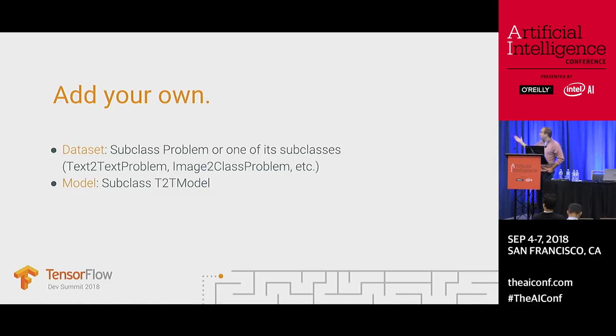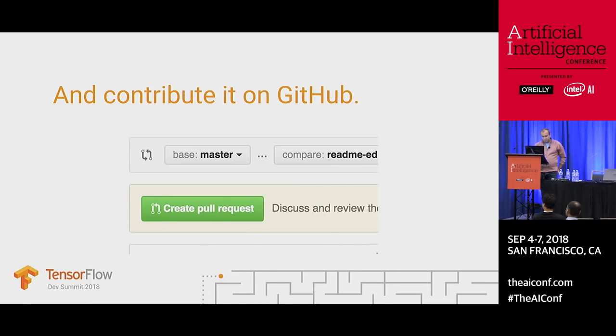So you can add your own. You can subclass the base problem class, or for text-to-text or image-to-class problems, there are subclasses that are easier to subclass. You just basically point where your images are and get them from any format to this. And for your own model, you can subclass T2T model.